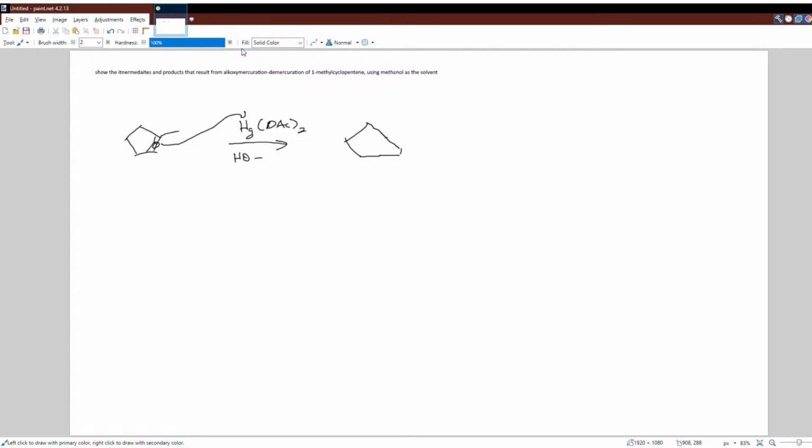Because it's going to go like this. And that'll be the intermediate, I guess. Here, let me draw this in a better way. How do I draw it in a better way? Hg2 plus. There, I guess it's just Hg plus OAc. And then we have to go right here.